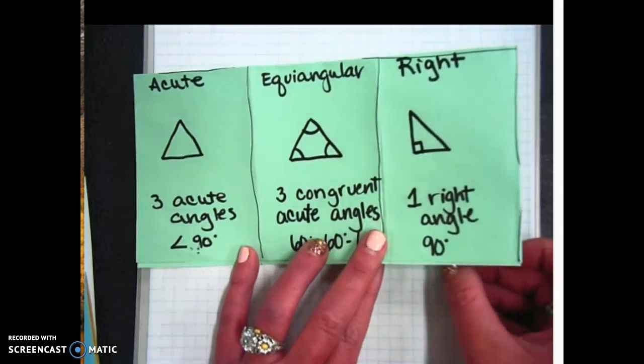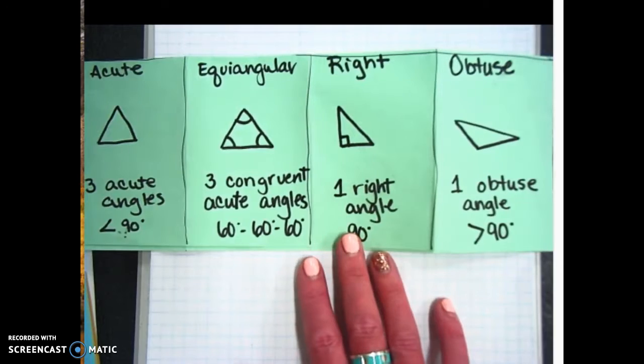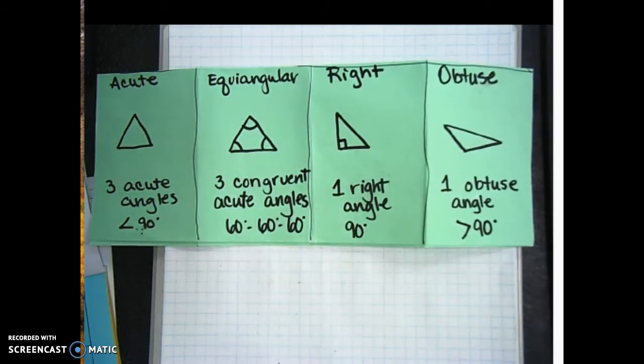The fourth way to classify a triangle by its angles is obtuse. So an obtuse triangle is going to have exactly 1 obtuse angle, which means it's going to be greater than 90 degrees.